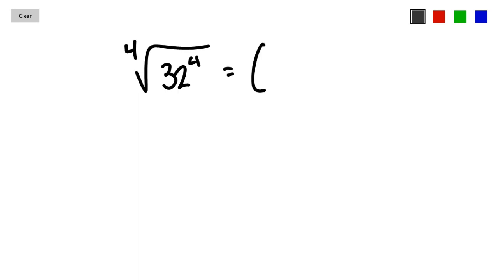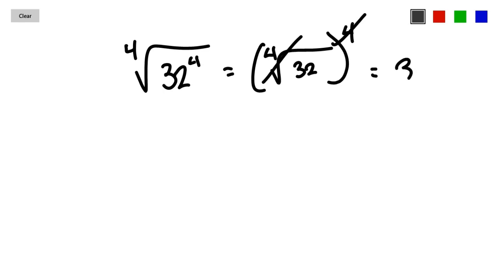So let's say I had the fourth root of 32 raised to the fourth power. So again, I can rewrite this in the following way. I can rewrite this as the fourth root of 32 raised to the fourth power. And using the property that I just explained in the last example, you can see that the power and the root cancel each other. And you're just left with 32.